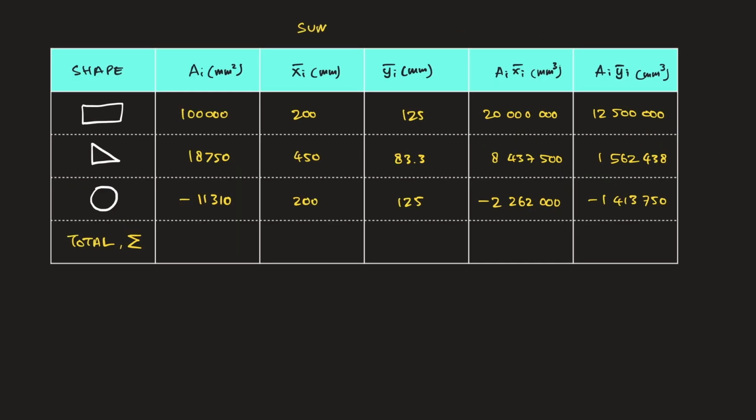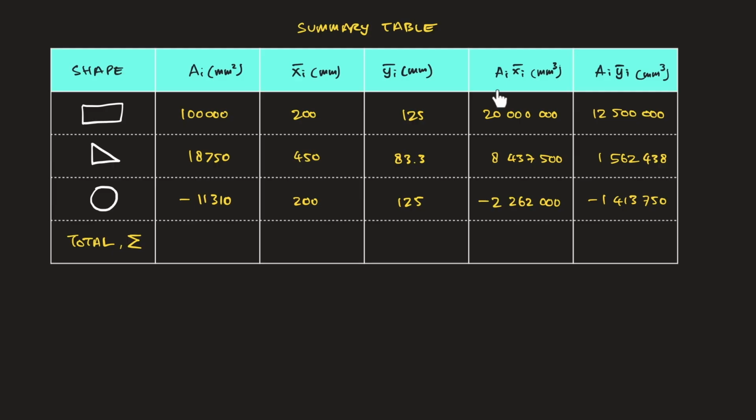Alright, now we put everything into a table. I know tables look boring, but honestly, this is what keeps your solution organized and error-free. So here's how we set it up. Each row represents one composite shape. So we have rectangle, triangle, and the circle hole. For the columns, the first column is the area of each shape. Remember, the circle gets a negative sign here because it's a hole. The second and third columns are the centroid coordinates, x bar i and y bar i, for each shape.